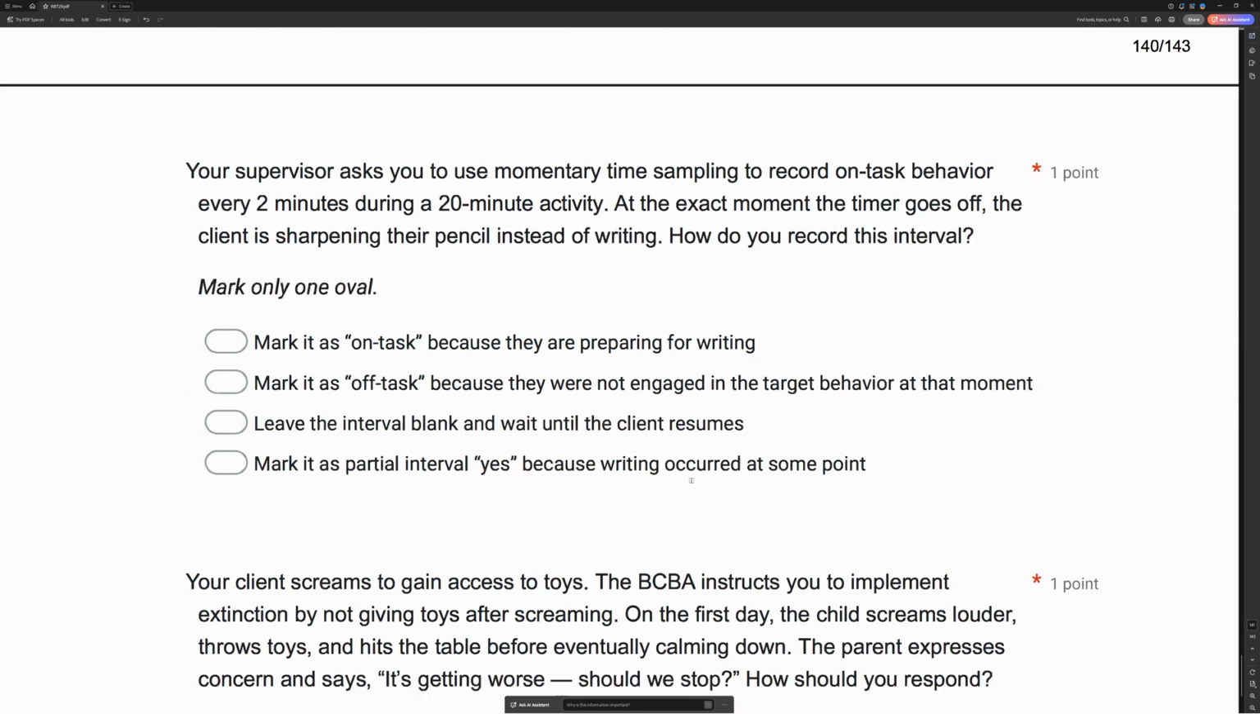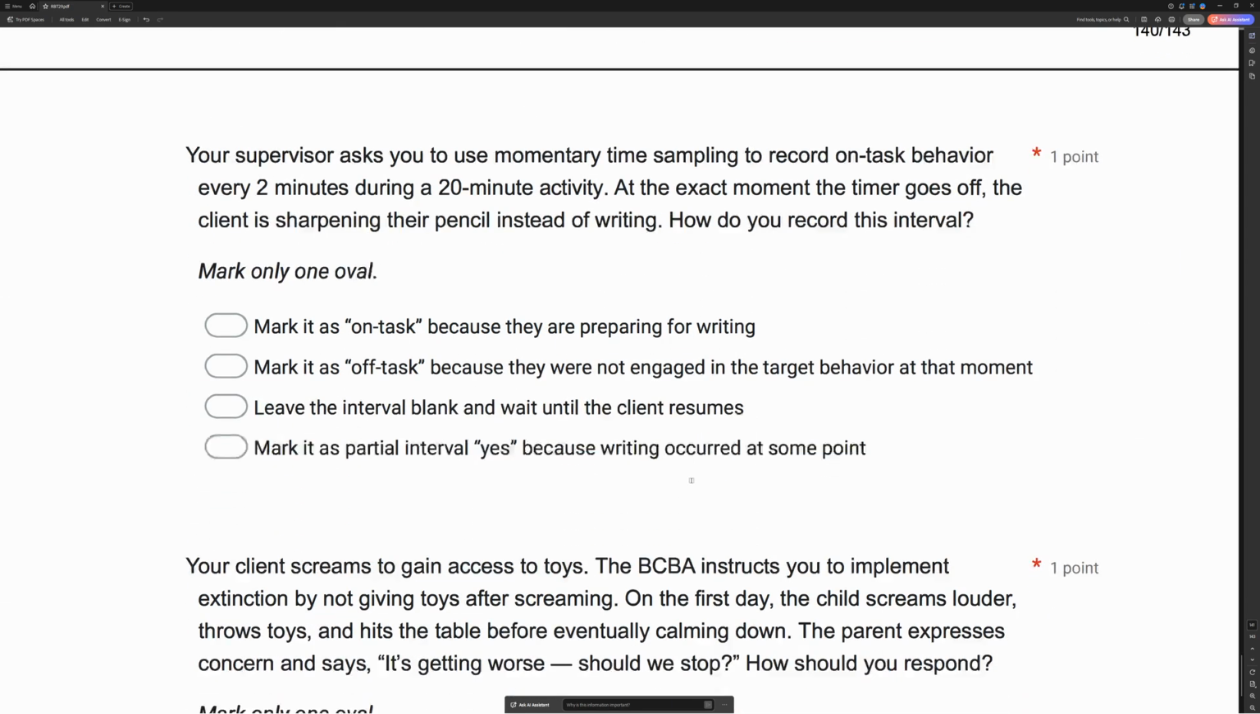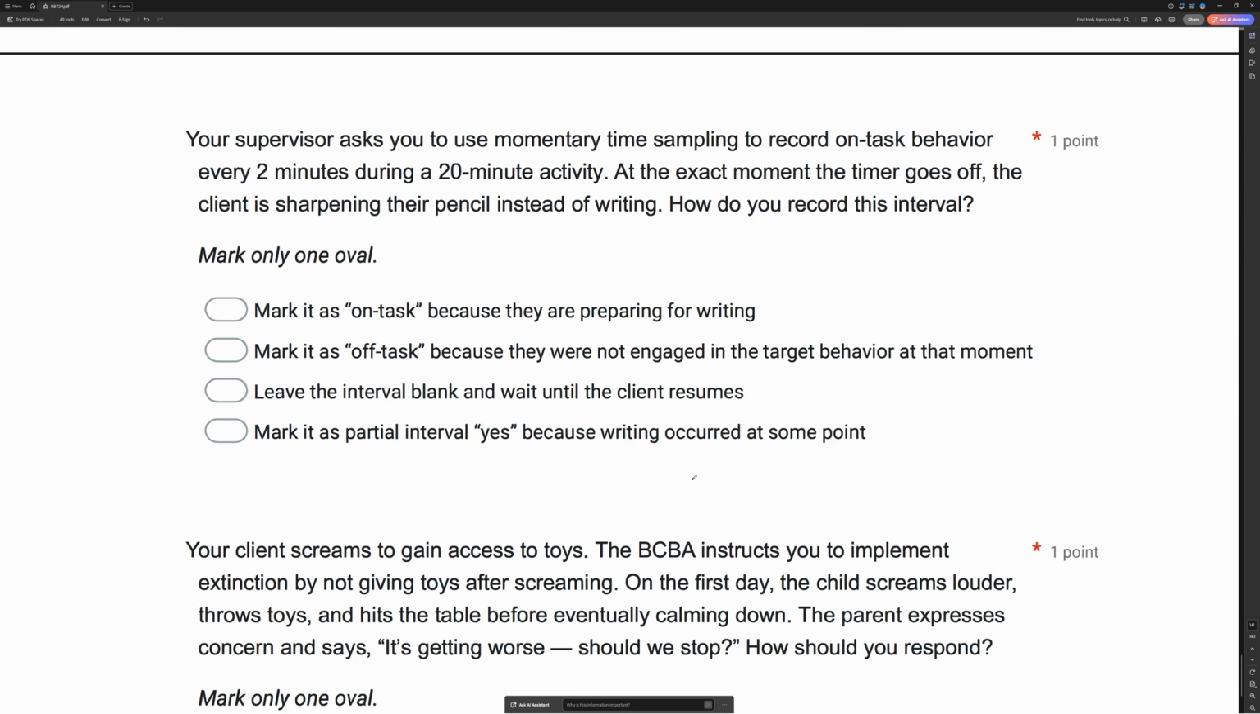Your supervisor asks you to use momentary time sampling to record on-task behavior every 2 minutes during a 20-minute activity. At the exact moment the timer goes off, the client is sharpening their pencil instead of writing. How do you record this interval? So let's think about this. We have interval recording, we have sampling, we have discontinuous measurement, right? And you are using momentary time sampling.